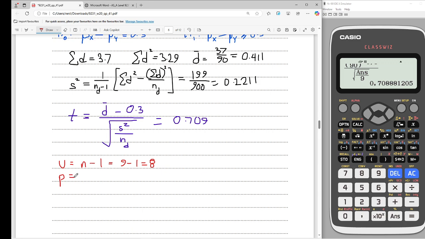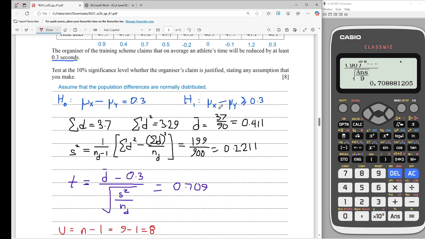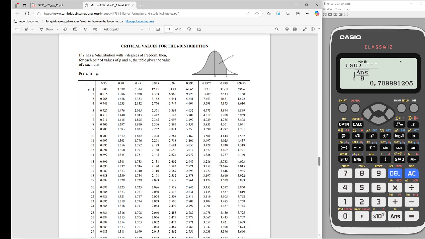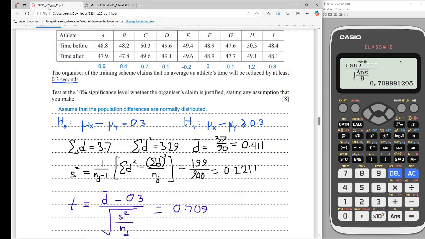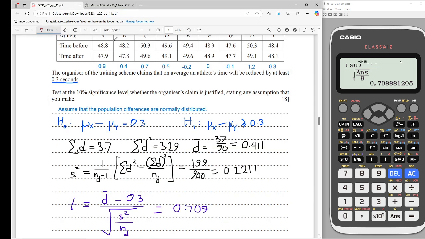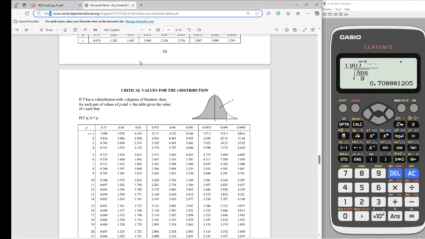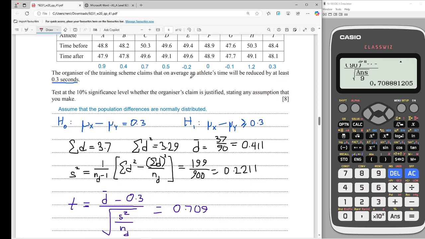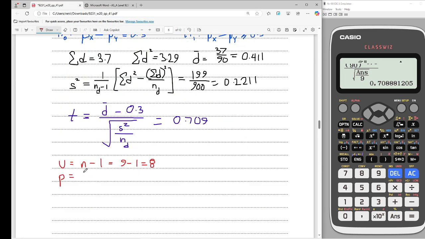P is equal to, now it says that it specifically leans towards one side of this entire test, which means that it's a one-tailed test. So we have to look here for a one-tailed test of 10% significance level. Okay. So we have 10% significance level for a one-tailed test. So it will be 1 minus alpha, alpha being 10%. 10% is 0.1. So 1 minus 0.1 is equal to 0.9.